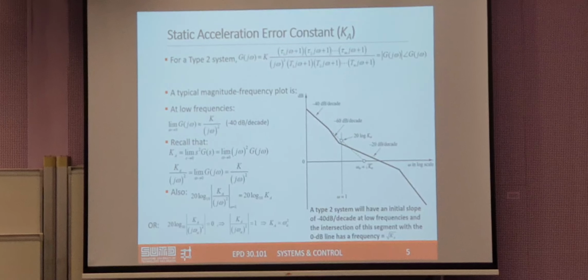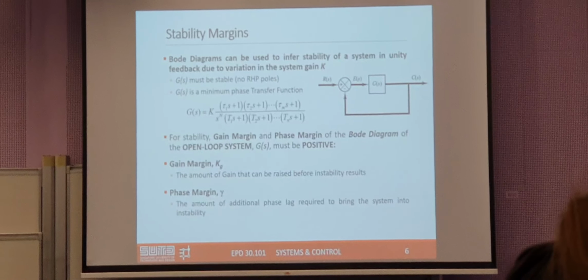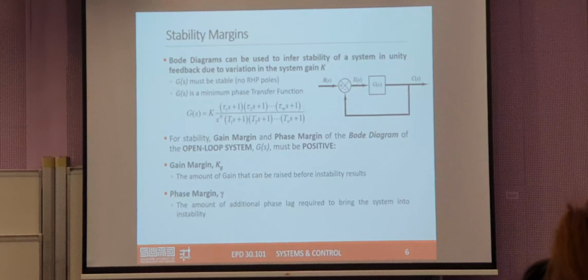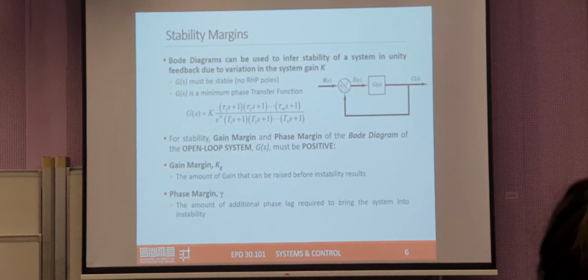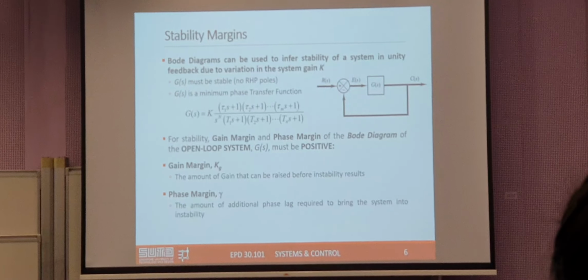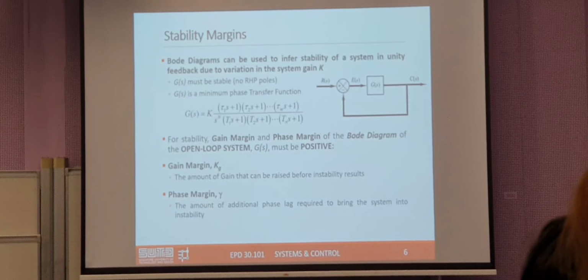So the last thing for today is I want to talk about how the Bode diagram can also help you infer stability. How amazing, this Bode diagram can do so many things. It's like a jack of all trades. Okay? So what the Bode diagram is also very good and very well known for is to determine how stable your system is if you put it into a feedback loop.